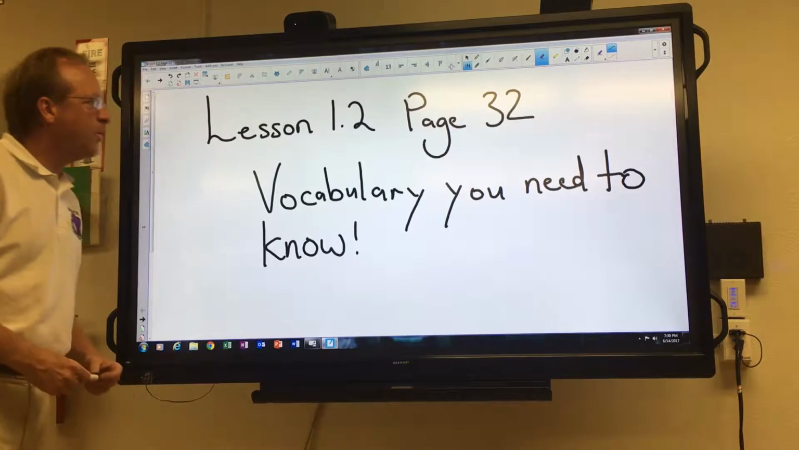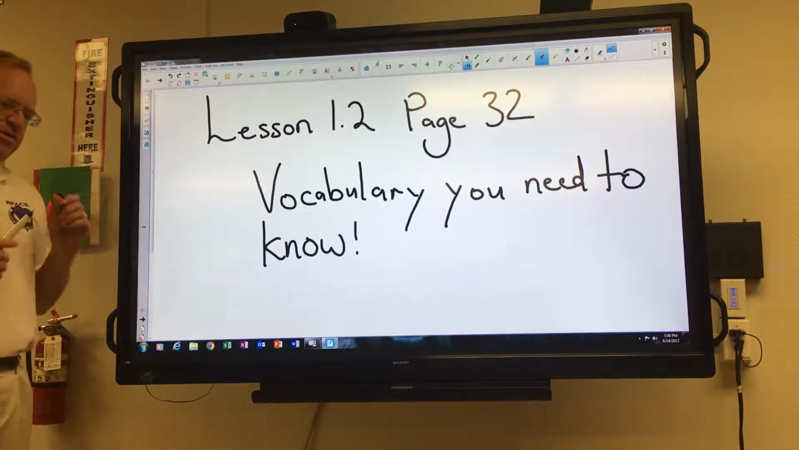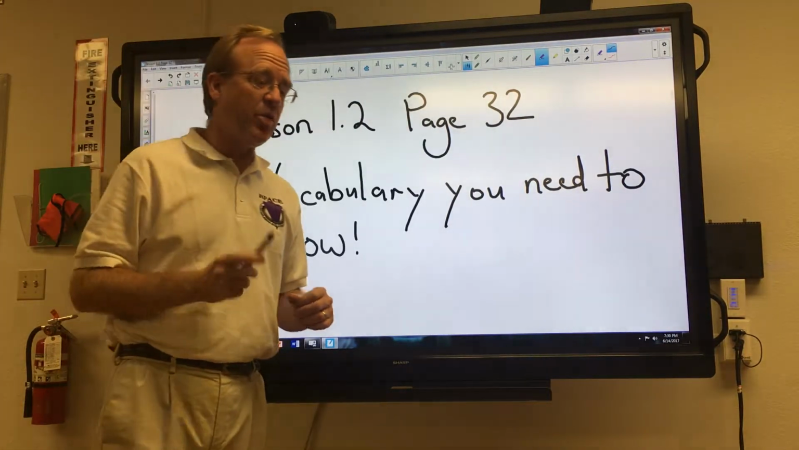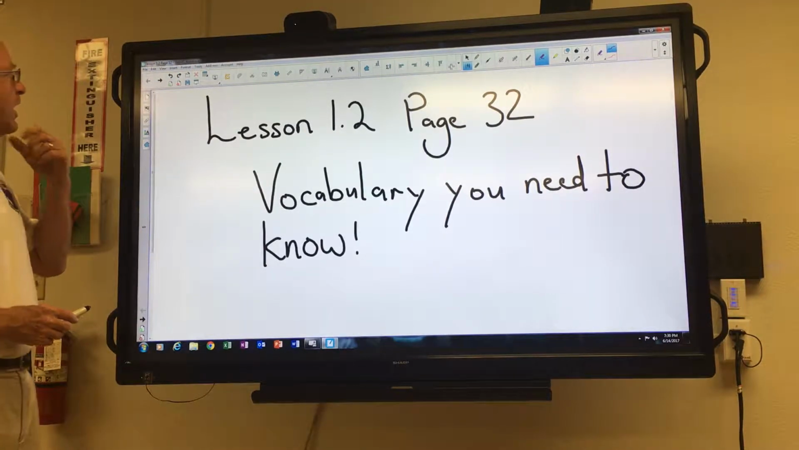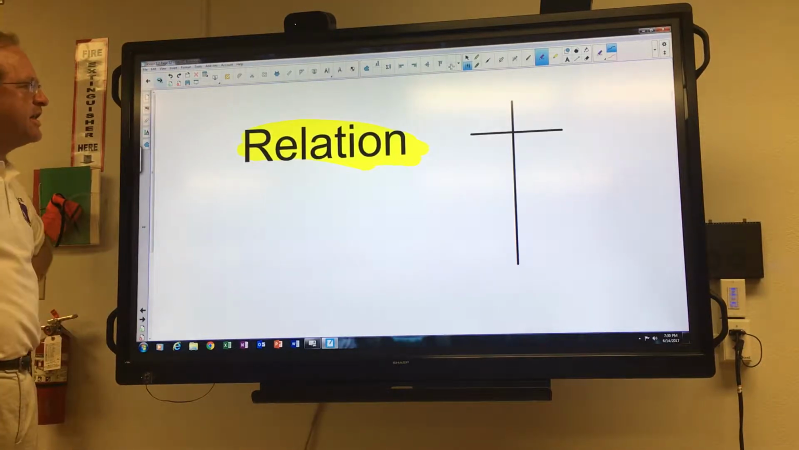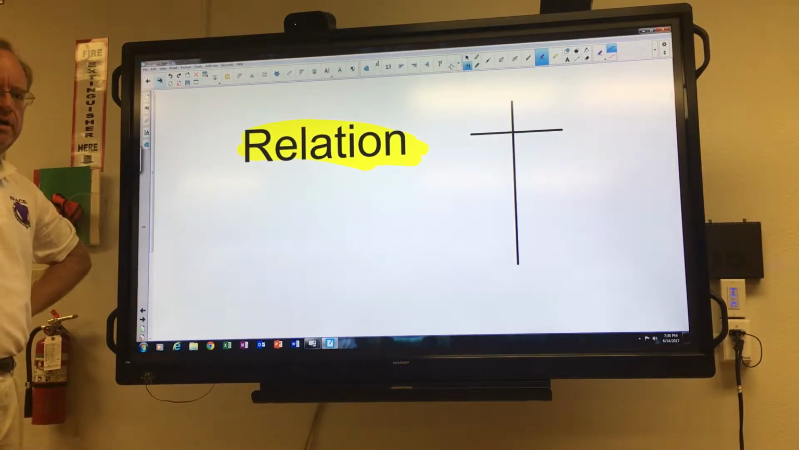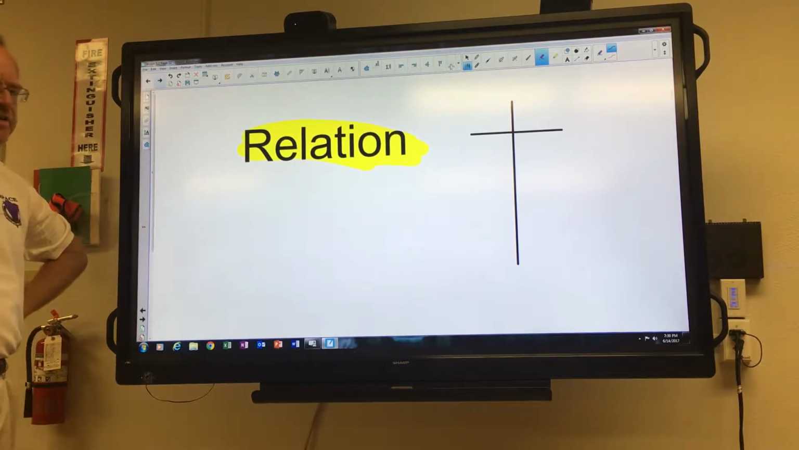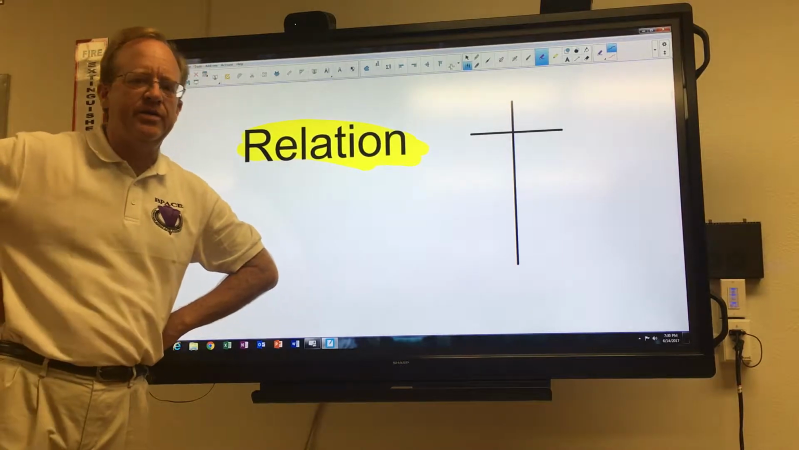Okay, so we're on lesson 1.2, page 32, and there's some vocabulary that you need to know. There's a lot of vocabulary on this one page that's going to be very important for you to know as you continue through these lessons. The first one is a relation. Now, a relation is a mapping of a set of values, inputs and output, domain and range.